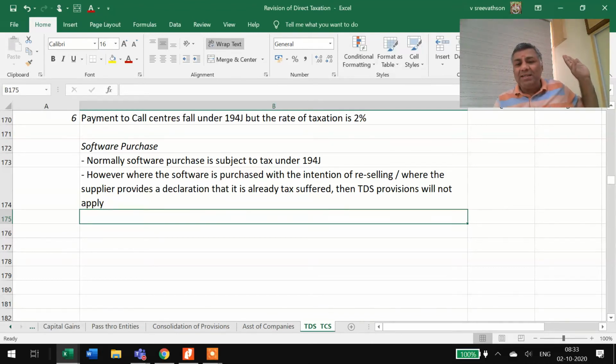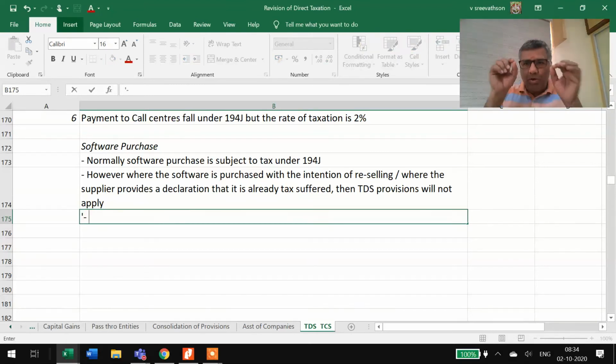Okay, where the supplier provides a declaration that the software is already tax suffered. Now, I have asked you to look at your offices. Once you are back in your offices, or as a chartered accountant, please see the Adobe bills. Because it is crossing multiple layers and coming to you, it is not directly from the company. There are a couple of agents in between. So it will be tax suffered the first time itself, then this provision will not apply.